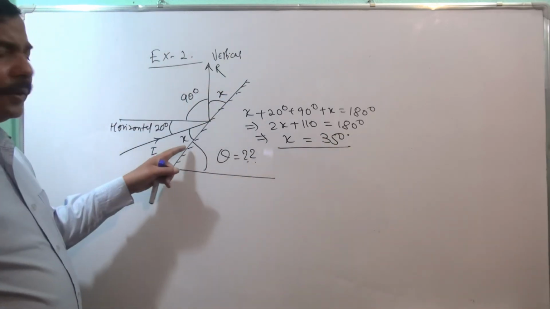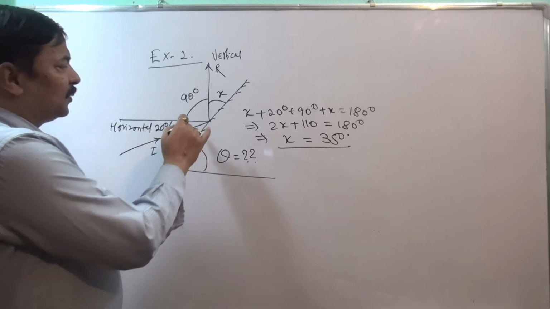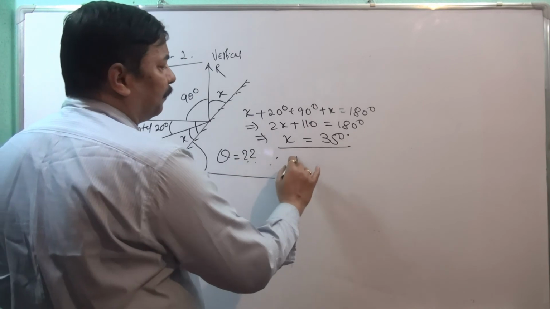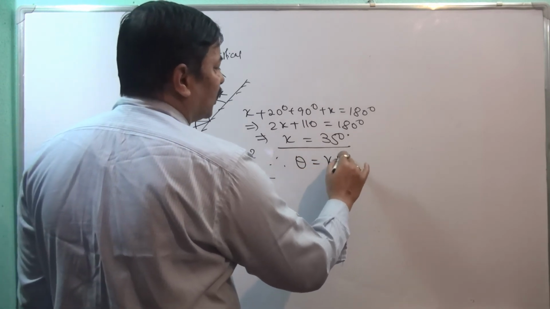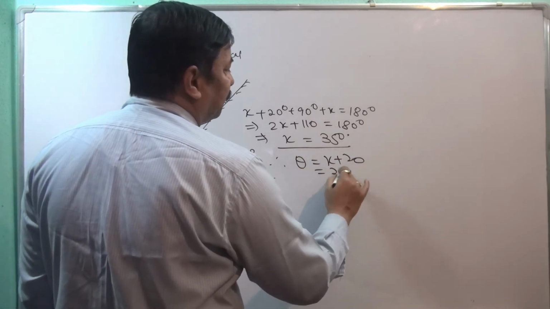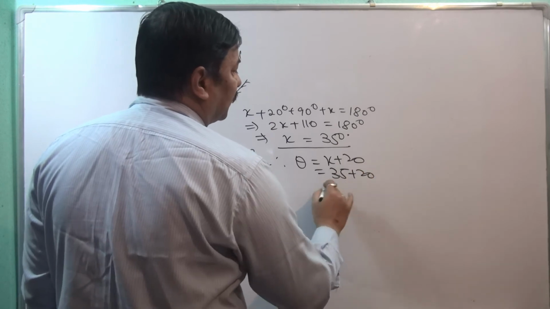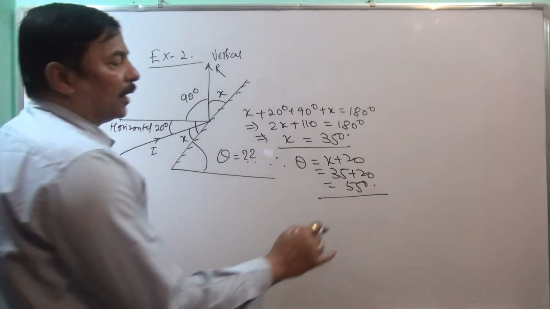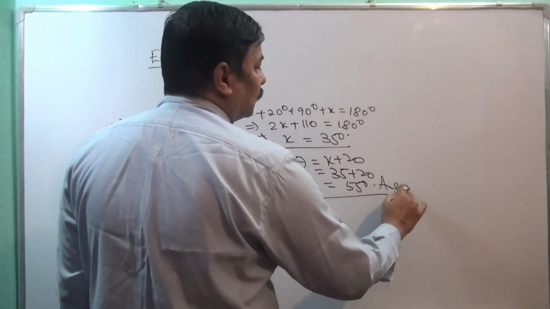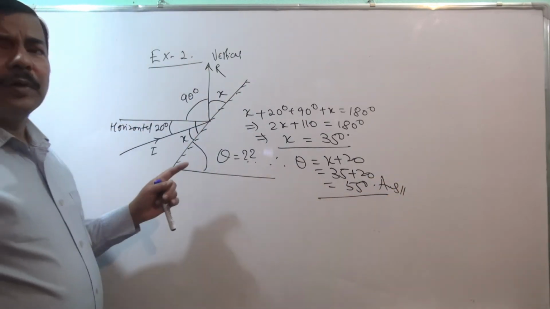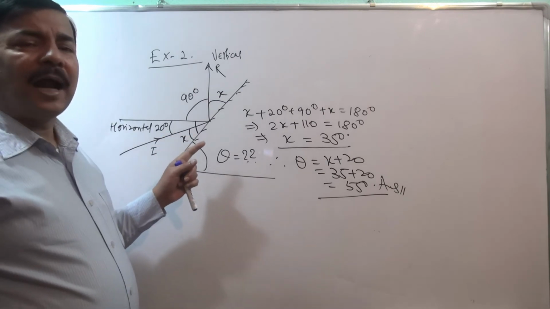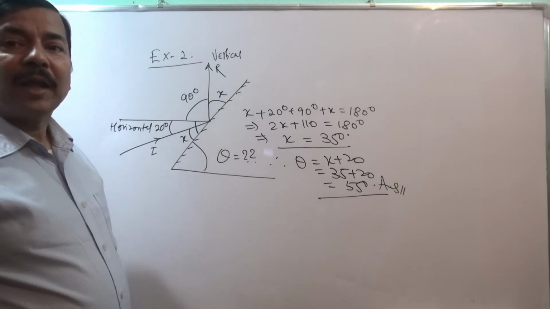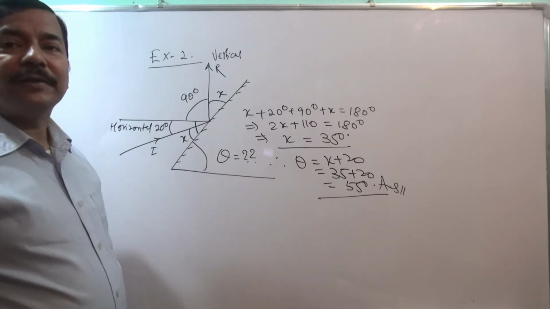Can we say x is equal to theta? No. Theta is basically the alternate angle, x plus 20. Therefore, theta is equal to x plus 20, that is 35 plus 20, that is 55 degree. This should be your answer. So in these questions, we observe that this is a question of optics, but basically it tests the knowledge of your geometry, the geometry which you have read in your junior classes, that is 8th, 9th, 10th.